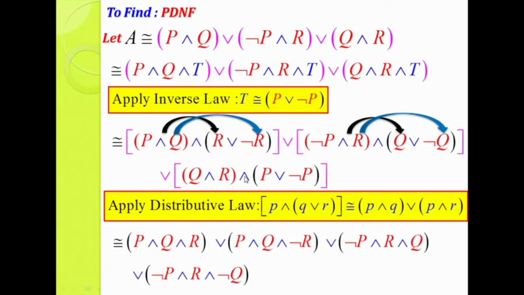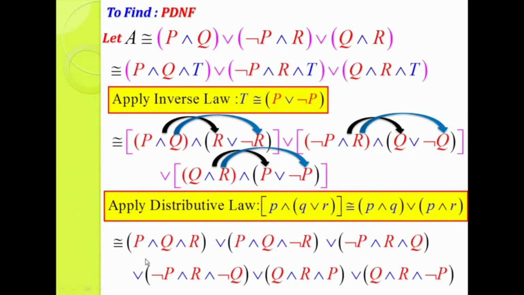Similarly, using distributive law for the third term, you consider this is the first term, second term, third term. Using distributive law, we get what? Q and R and P. Next, you get Q and R and negation P. Okay. So using distributive law, we get these 6 terms.